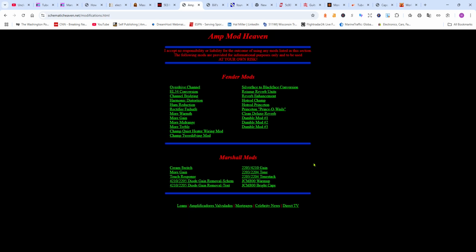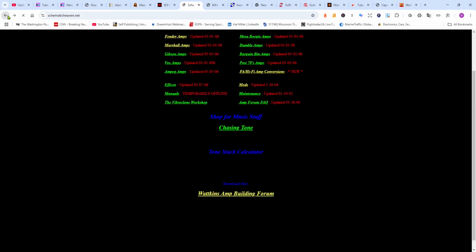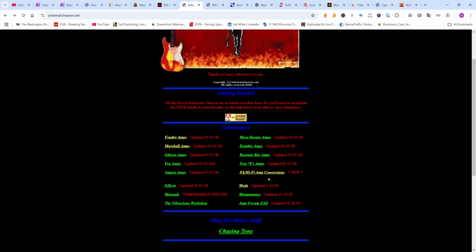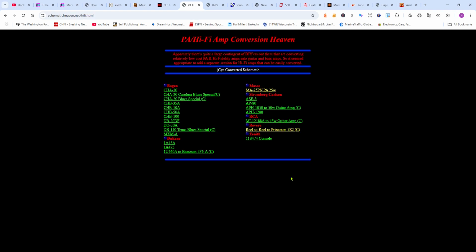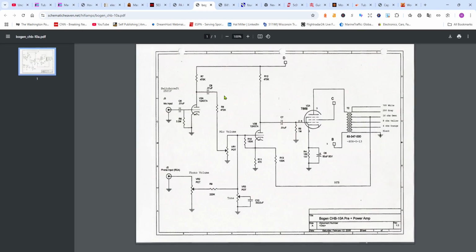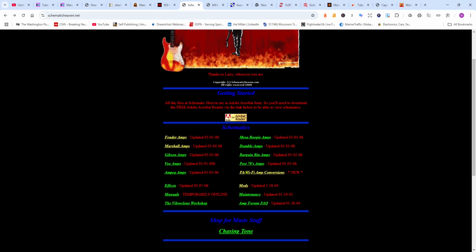He also has some mods. Those are worth a look. The other thing that you might find here are PA and hi-fi PA conversions. There's some Bogan conversions and some things like that. There's a lot of good information here, even beyond the schematics and the normal stuff.